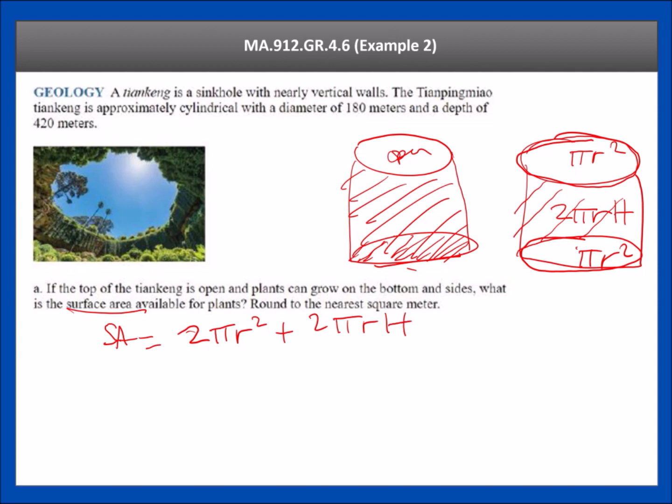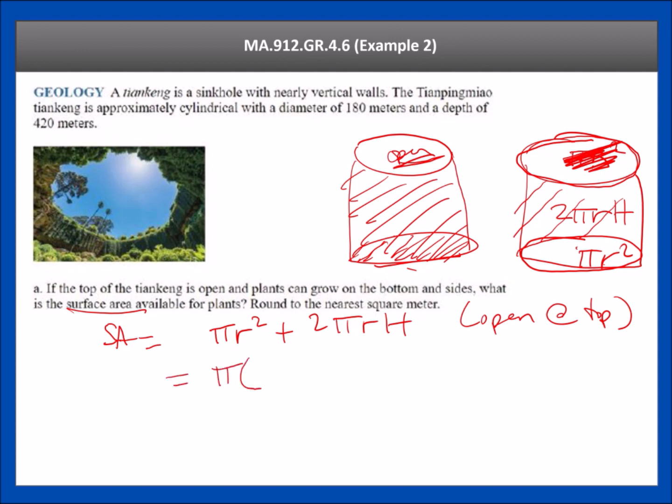However, because it's open on the top, we're going to get rid of this area. We don't care about that. It's open. So therefore, instead of this being 2 pi r squared, it's 1 pi r squared. Okay, so this is the surface area if it's open at the top. They give you the formula for this, but you just got to be aware because you're not doing the top, you're going to get rid of that. So it's going to be pi r squared instead of 2 pi r squared.